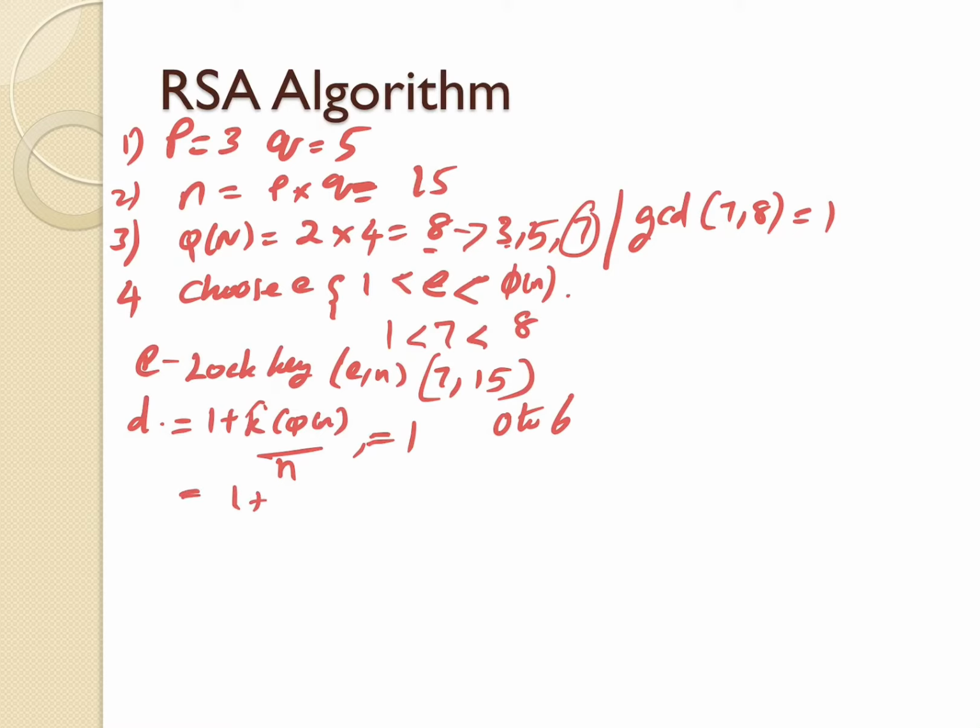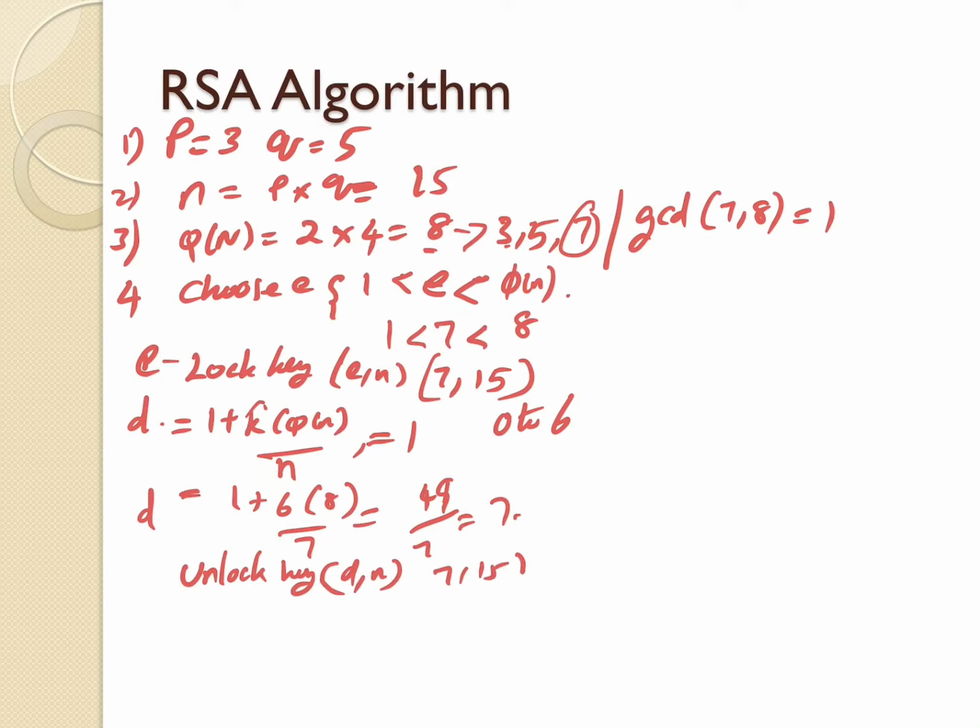So I can write it here: 1 plus 6 of 8 divided by 7 is equal to 49 by 7, which is nothing but 7. So d is equal to 7. The k is always less than e, and it also satisfies the condition. So now d is equal to 7. The unlock key is again d comma n, which is 7 comma 15.